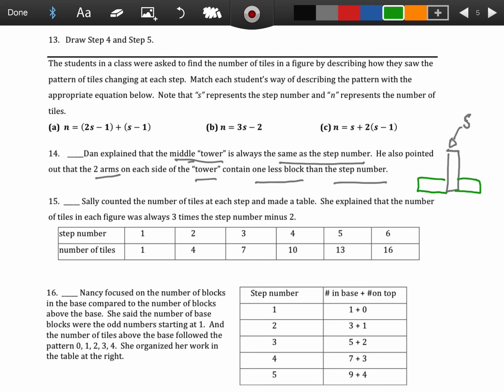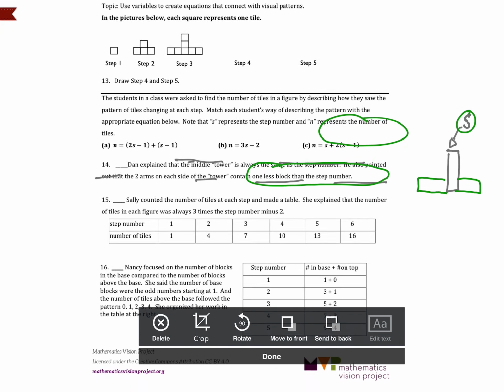so notice we have one version of S. We have two arms in green, and they each contain one less block than the step number. Do you see anything here that only has one version of S and two versions of that other part? One less block than the step number? Hopefully you're saying C. That makes sense to me. I'll leave it up to you to get those other two. Anything else here? No, we're good.